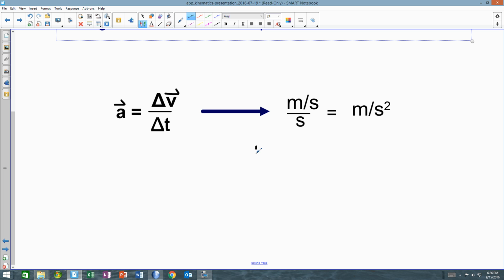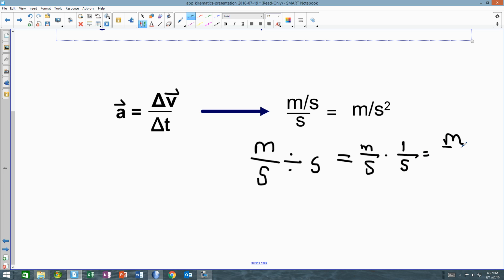If you're unsure about this, let me show it to you this way. I always have to do this myself. You're taking meters per second and you're dividing it by seconds, right? Well, what do you do when you divide? You multiply by the inverse. So we're going to times it by 1 over seconds. Okay, multiply the numerators, multiply the denominators, you end up with meters over seconds squared. A lot of times you maybe think, well, wait a minute, don't these seconds cancel out? They don't.